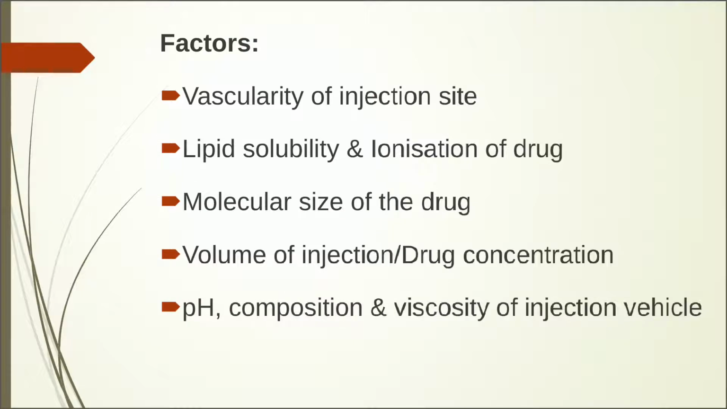What kind of factors are affecting the success of drug administration via injection? So it includes vascularity of injection site. Vascularity means the level of blood circulation, the lipid solubility and ionization of drug, the molecular size of the drug, the volume of injection or the drug concentration, pH, composition and viscosity of injection vehicle.